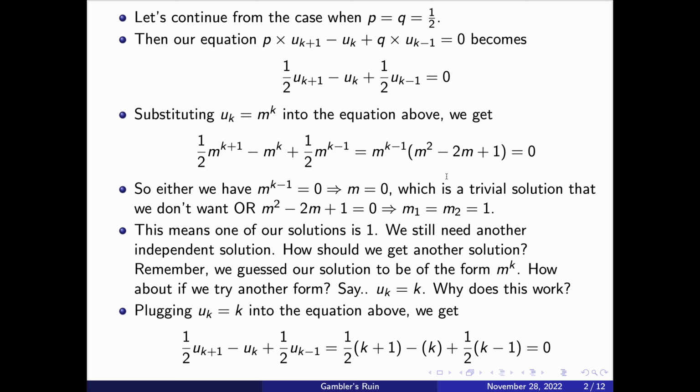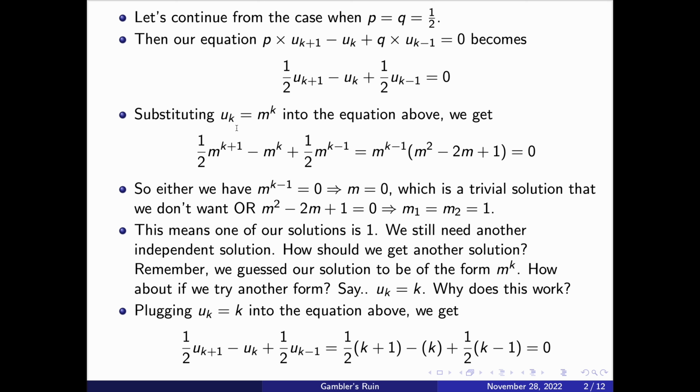What are the possible roots for this equation? Notice that we have a multiplicity here: m1 and m2 are both equal to 1. So one of the solutions is 1. But we still need another independent solution. What do I mean by that? We need another independent solution apart from this form. That means we have to try a different form.